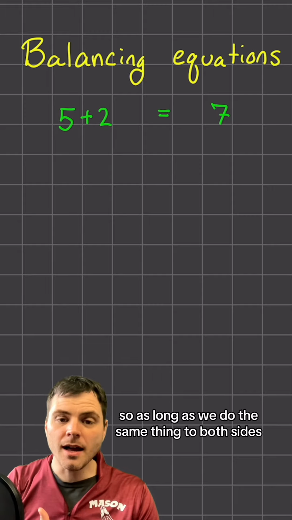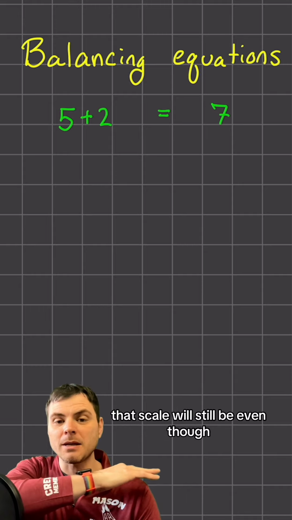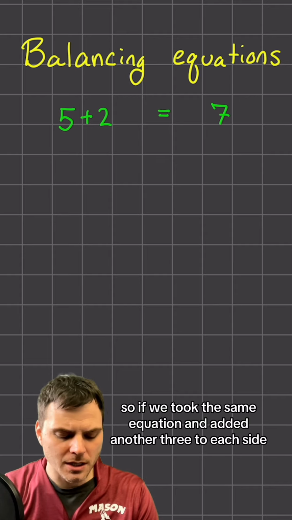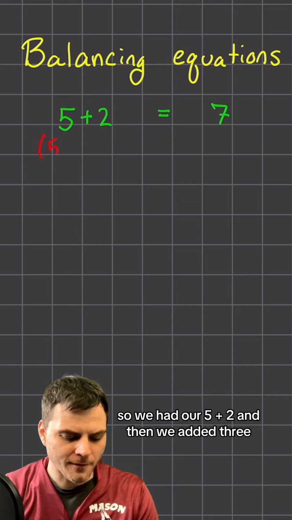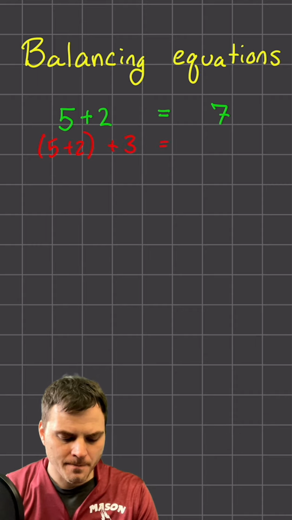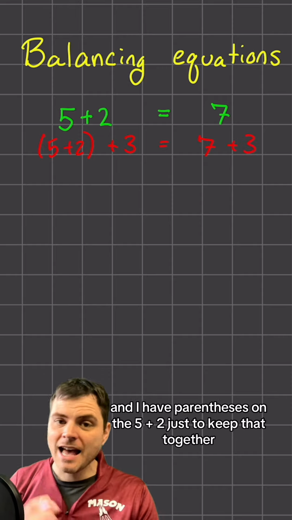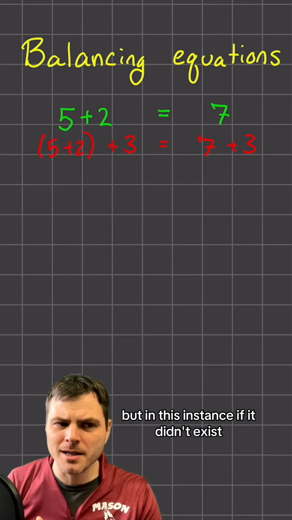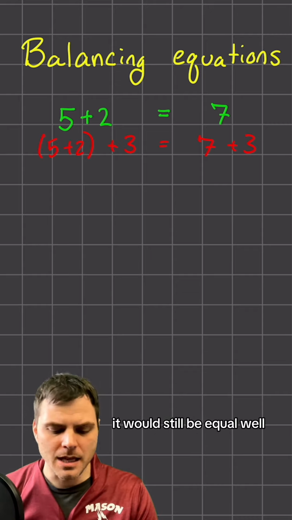So as long as we do the same thing to both sides, that scale will still be even, it'll still be balanced. So if we took the same equation and added another 3 to each side, so we had our 5 plus 2, and then we added 3, it's still balanced. And I have parentheses on the 5 plus 2 just to keep that together, but in this instance, if it didn't exist, it would still be equal.